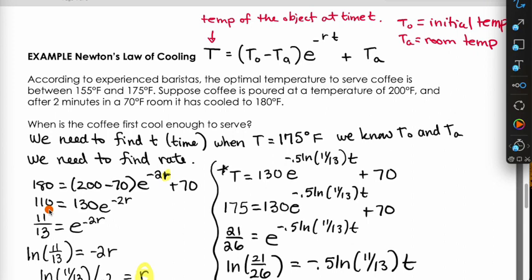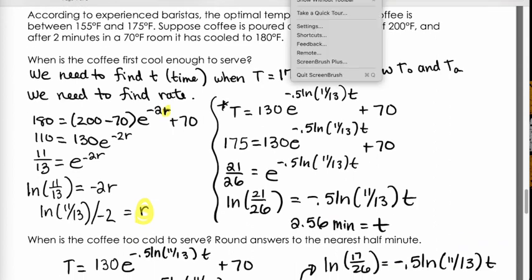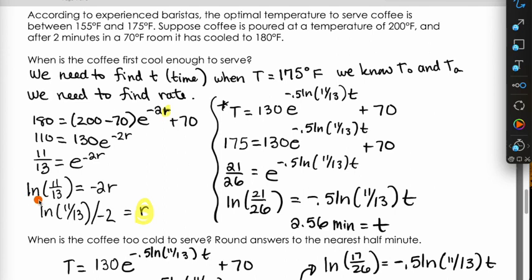So I'm going to subtract 70 from both sides. That's going to give me this here. And then I'm going to divide both sides by 130. So that gives me, when I reduce it, 11 over 13. Then I'm going to take the log of both sides. That gives me the natural log of 11 over 13 is equal to, and when I take the natural log of this, the exponent can come down in front, and the natural log of e is just 1. So I'm left with negative 2r. Now, when I solve this for r, I just divide both sides by negative 2.